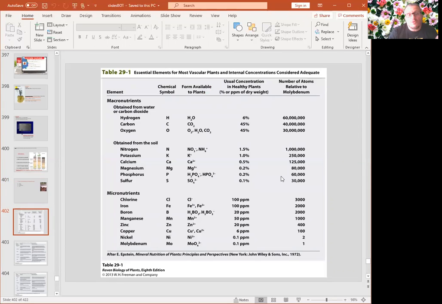Here is a table that basically tells us about the usual concentration of each of these nutrients in plants. You can see here nitrogen makes up 1.5%, which is the biggest one, excluding carbon, hydrogen, oxygen. And micronutrients are at the ppm level. Zinc will be 20 ppm, that's average.